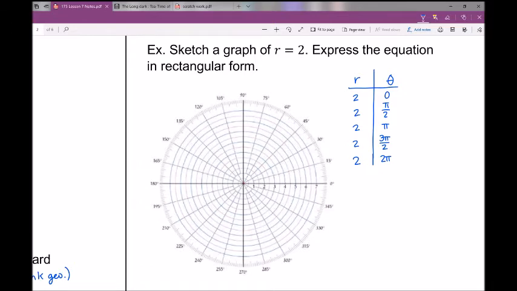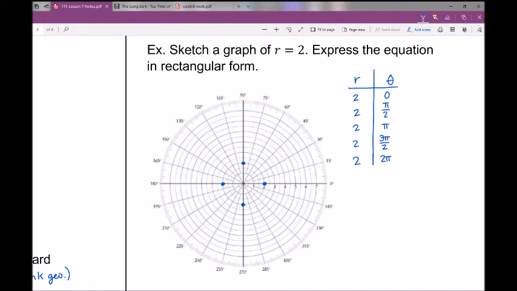So first, let's graph the point 2, 0. So we go out to the circle of radius 2, and we don't go around at all, because theta is equal to 0. For the second point, we go out to the circle of radius 2 and around to the angle pi over 2. For the third point, out to the circle of radius 2, around to the angle pi. And the fourth point, we go out to the circle of radius 2 and all the way around to 3 pi over 2. And notice if we were to graph that fifth point, it would fall right where our first point was, so we're done.